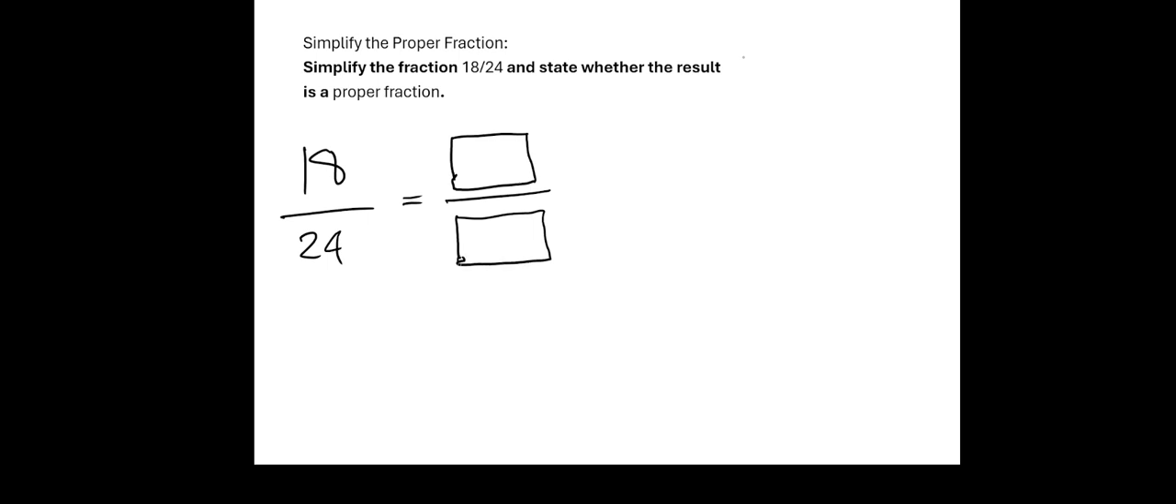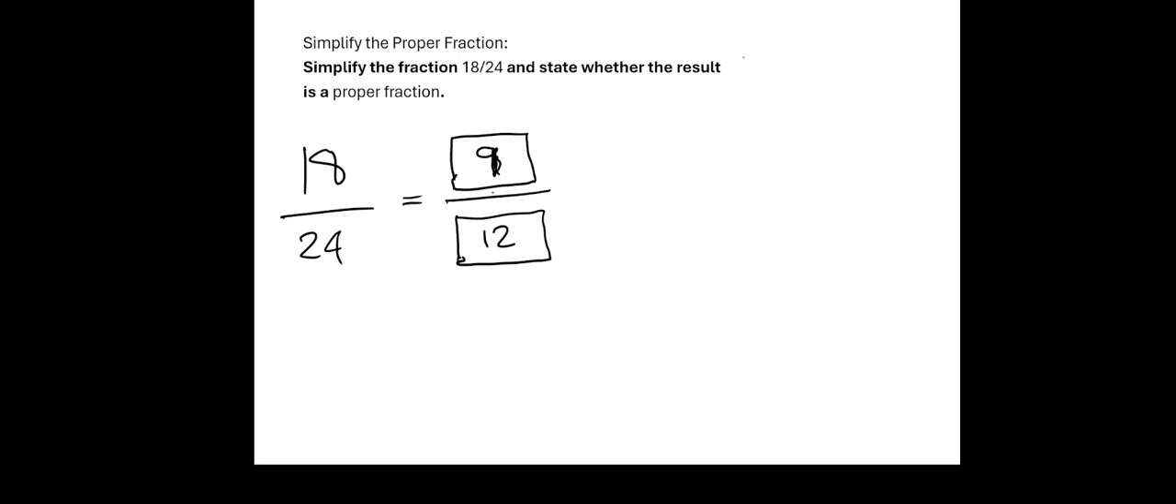Okay, how are we going to simplify it? Well, we've got 18 over 24 and we want to replace those numbers with smaller whole numbers that are also in the same ratio. So kind of a rule of thumb, if they're both even numbers, you can divide them both by 2. Okay, 18 divided by 2 is 9. 24 divided by 2 is 12.